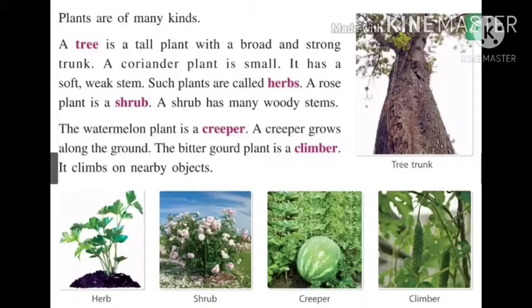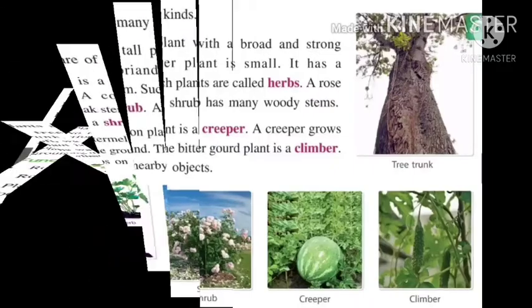We can see here the different types of plants. They have different types of body features. Like a tree has a broad and strong trunk, but a shrub doesn't have a broad and strong trunk. They have only woody stems. Herbs, creepers and climbers have soft and weak stems. Creepers grow along the ground, while climbers always try to climb up by holding any nearby object.